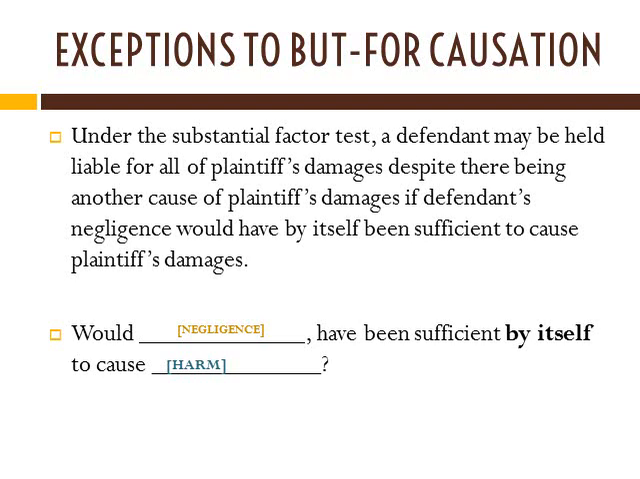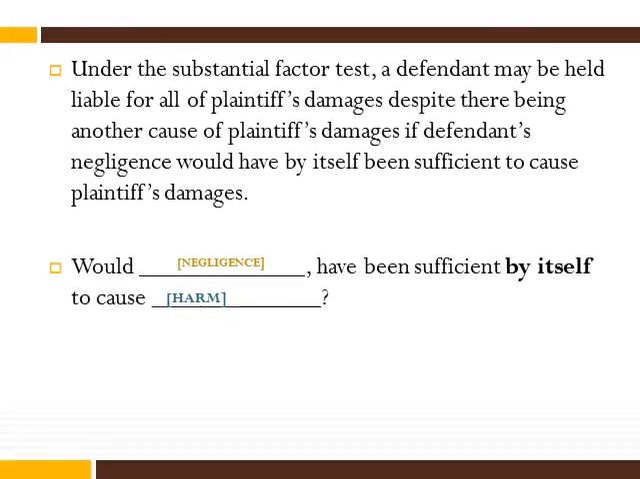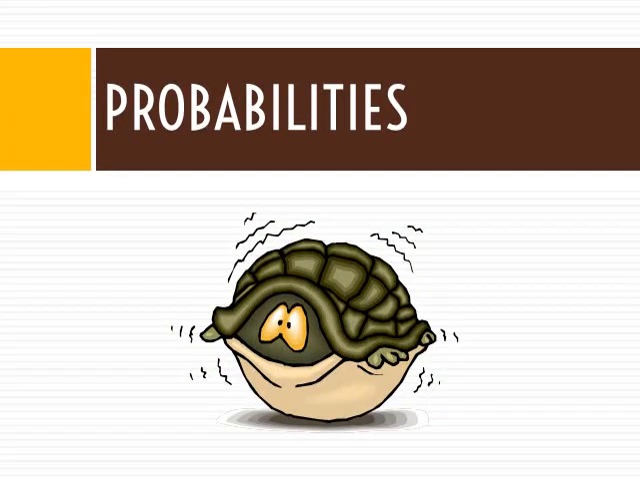Here what we're doing is we're saying, okay, well that didn't work. So let's take all of those negligent people and throw them out and ask whether this one defendant's negligence would be enough all by itself to cause the harm. And if it is, we're going to hold them liable nonetheless. Okay, so I strongly recommend that you play around with those exceptions a little bit so you get used to them.